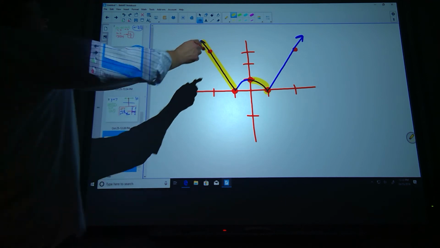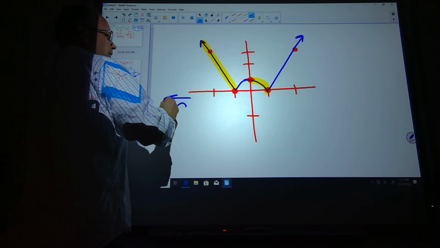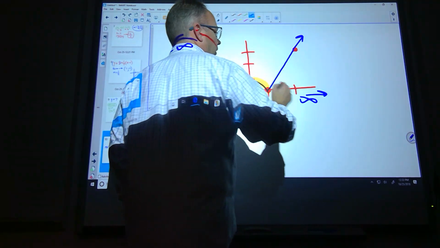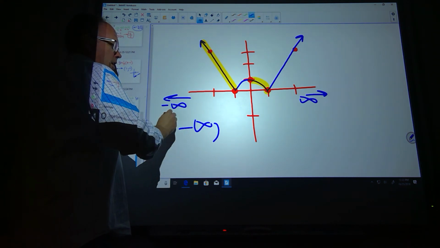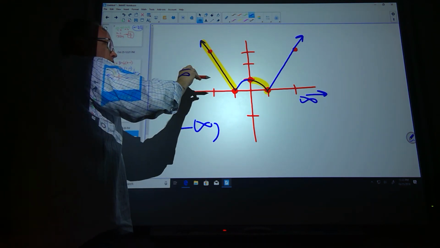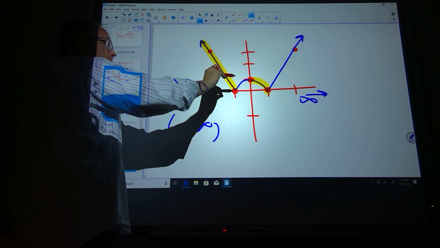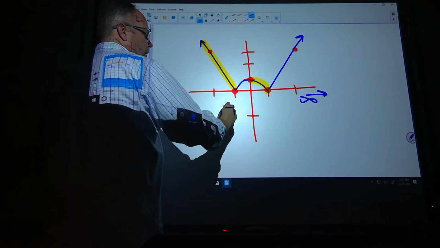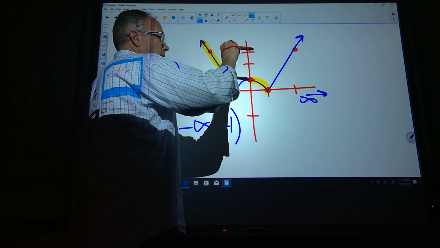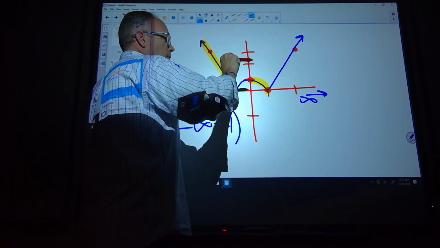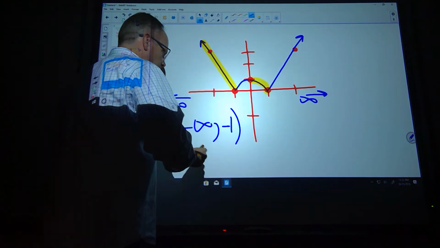Out that way is negative infinity, and out that way is positive infinity. Agree with that? So if I want to label this, I'm going from negative infinity all the way until I get to right there. What's right there? -1. So it's decreasing there. And then it's decreasing again from here to here. What's here to here? 0 to 1. Cool.